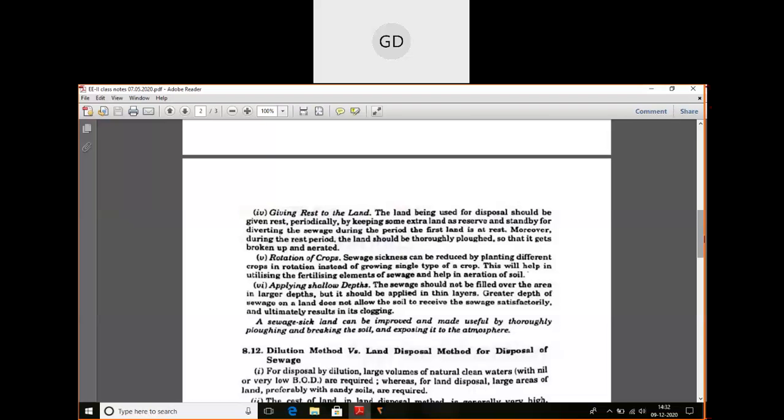Okay, so this will help in utilizing the fertilizing elements of sewage, and also it will help in the aeration of soil. So next, number 6, is applying shallow depths.